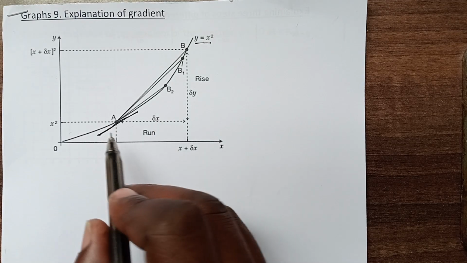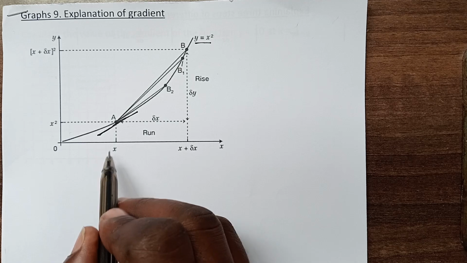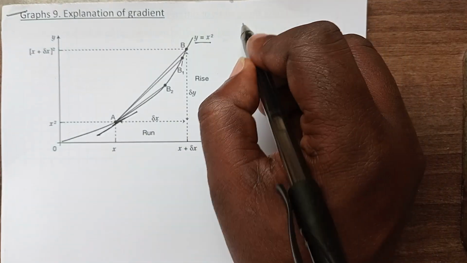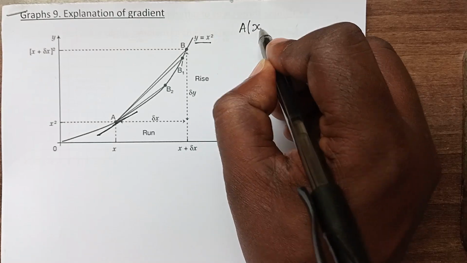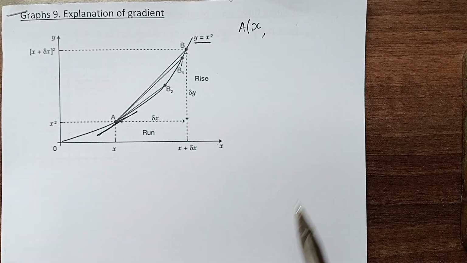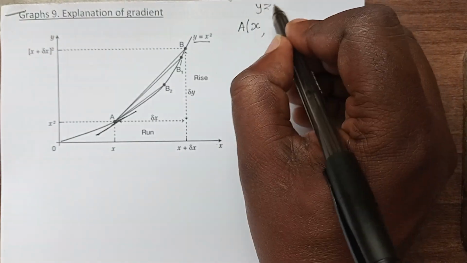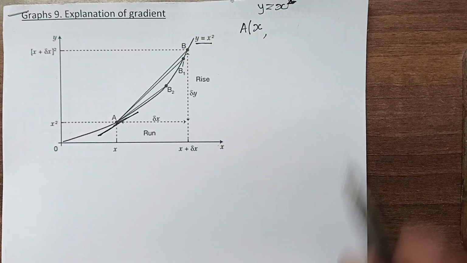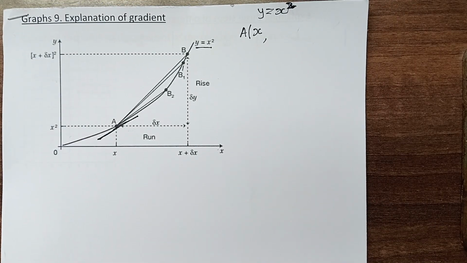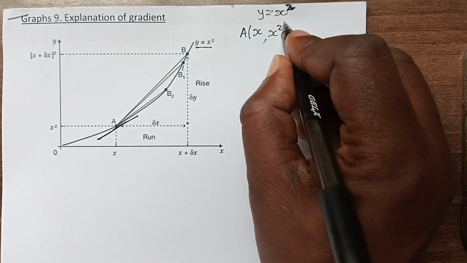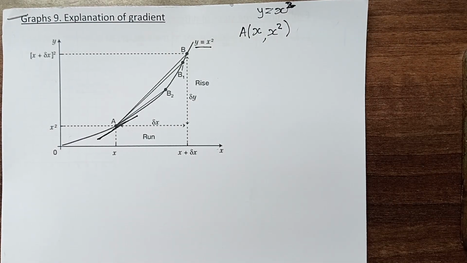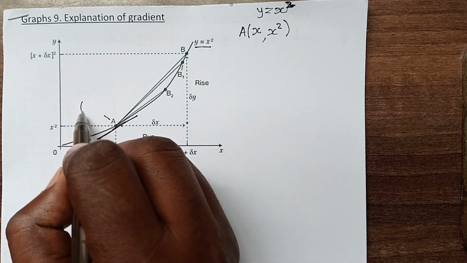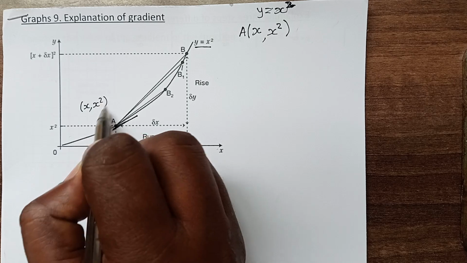What are the coordinates of point A? Of course, you can see the x value of point A is actually x. So point A has coordinate x. And since y is always equal to x squared, the y value of point A becomes x squared. So (x, x squared) are the coordinates of point A.